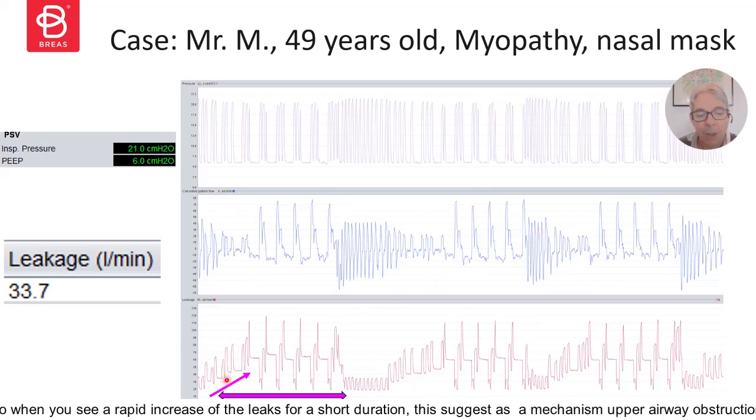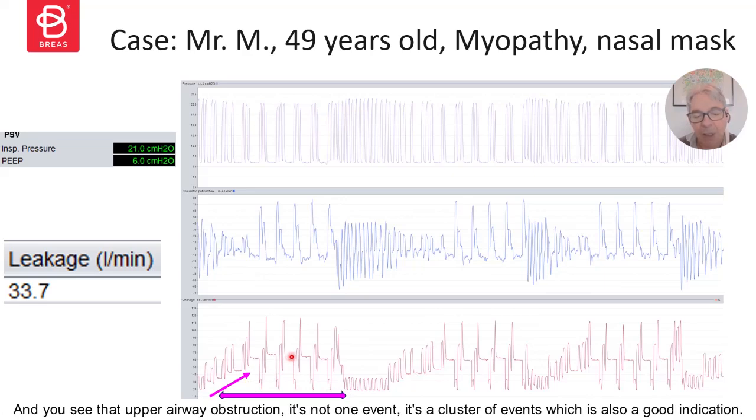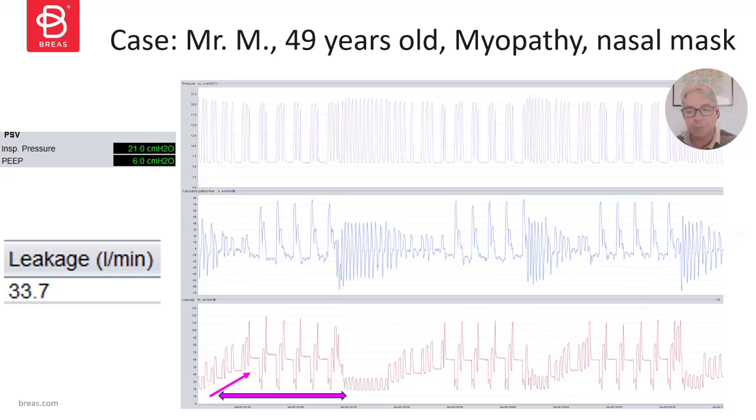So when you see a rapid increase of the leaks for a short duration, this suggests as a mechanism upper airway obstruction, and you see that upper airway obstruction, it's not one event, it's a cluster of events, which is also a good indication.